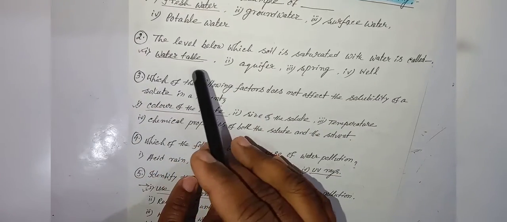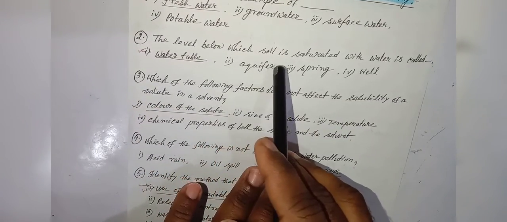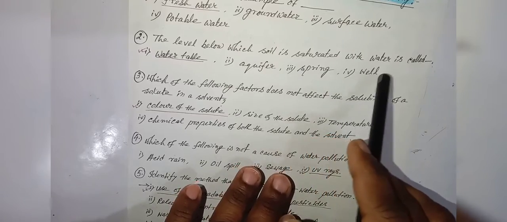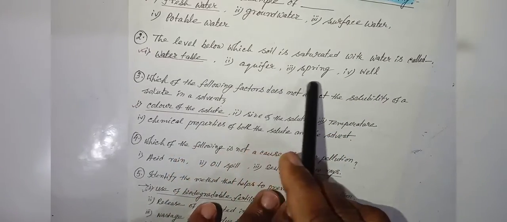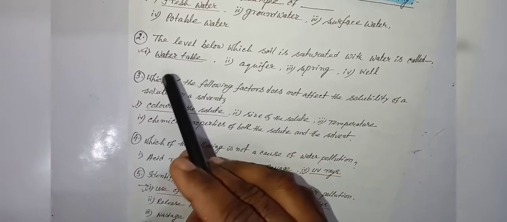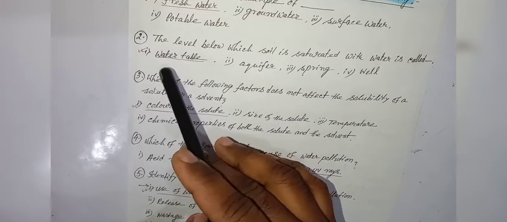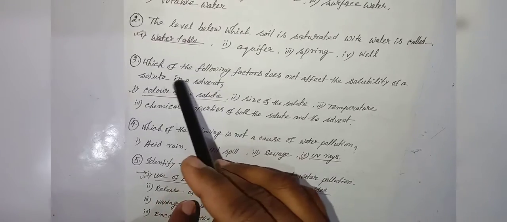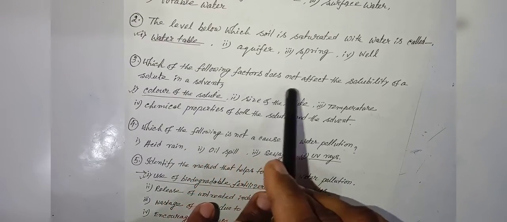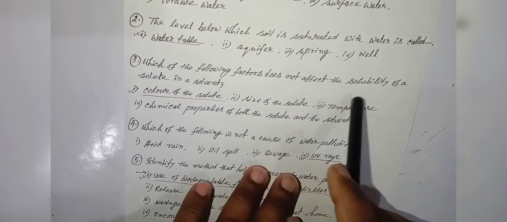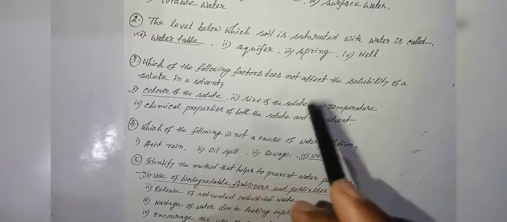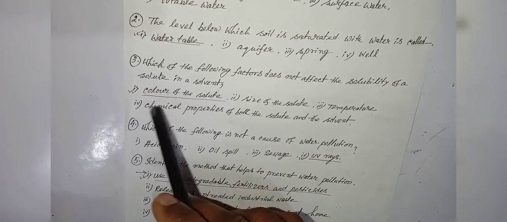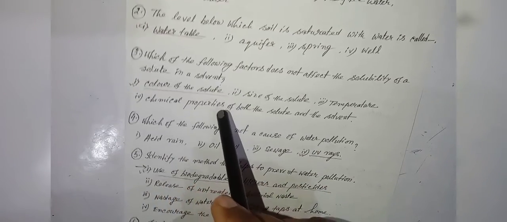The level below which soil is saturated with water is called: water table, aquifer, spring, or well. The right answer is water table. Which of the following factors does not affect the solubility of a solute in a solvent? The answer is the color of the solute.